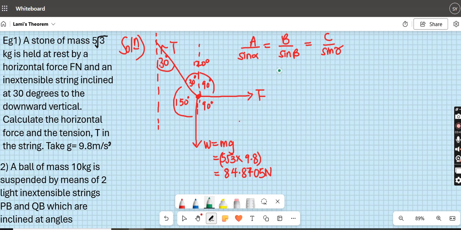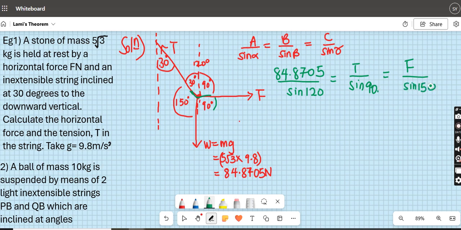So let's write down our Lami's theorem. What is W? 84.8705 over sine 120. 120 is the angle between the other two forces when we take W. This should be equal to T over sine, what's the angle between the other two? We have 90. And that is also equal to F over, what is the angle between T and W? Sine 150. So we can have two different equations, one for T, one for F.